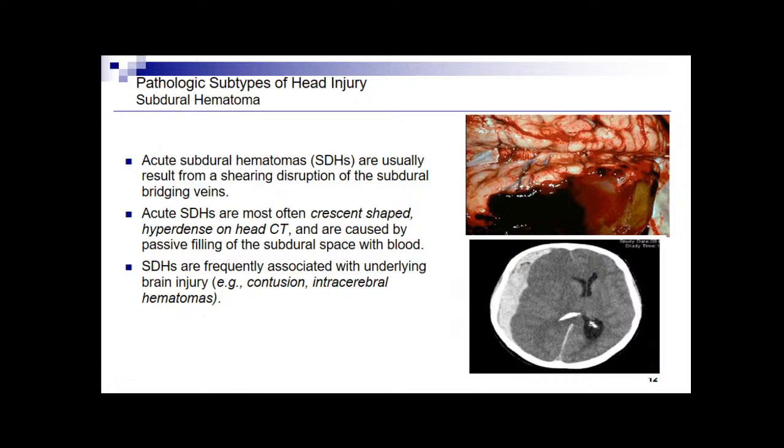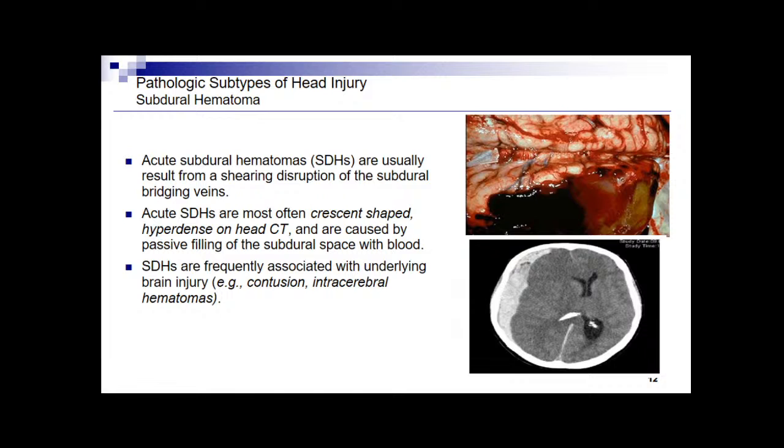Subdural hematoma, the next variant of intracranial bleeding. This is acute bleeding that usually results from a shearing disruption of the subdural bridging veins. Subdural means beneath the dura mater of the brain. Acute subdural hematoma most often has a crescent shape, hyperdense on head CT scan.